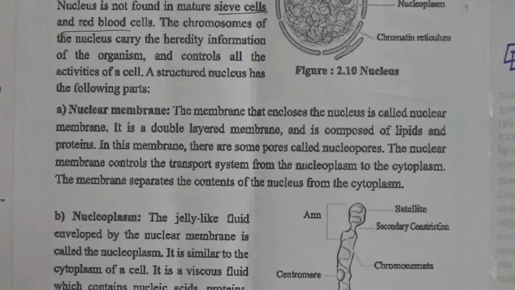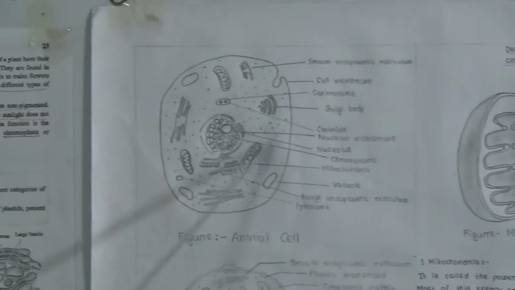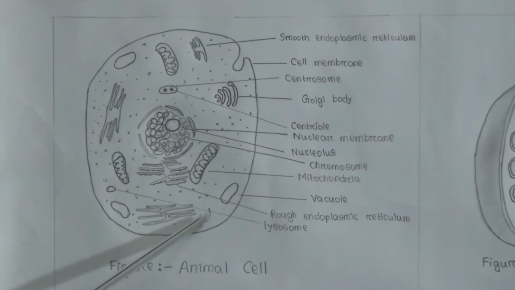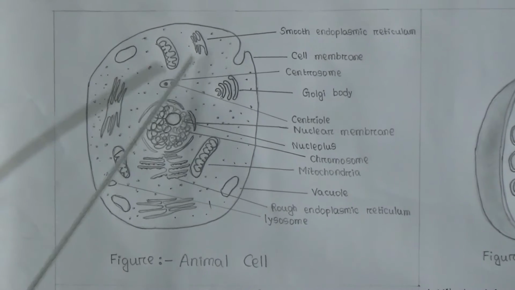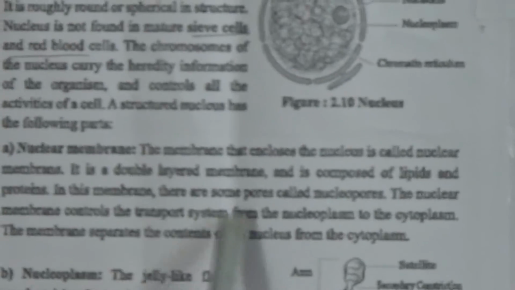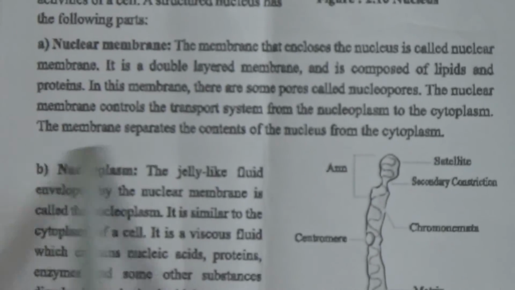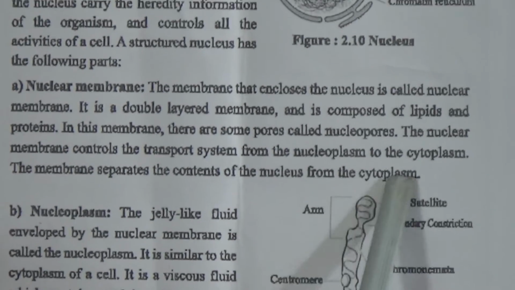That means the liquid inside the nucleus is called nucleoplasm, and the nucleus is always situated in the cell, and the jelly-like, liquid-based substance inside the cell is called cytoplasm. Nuclear pore maintains the connection between the nucleoplasm and cytoplasm. The nuclear membrane controls the transport system from the nucleoplasm to the cytoplasm. The membrane separates the contents of the nucleus from the cytoplasm.